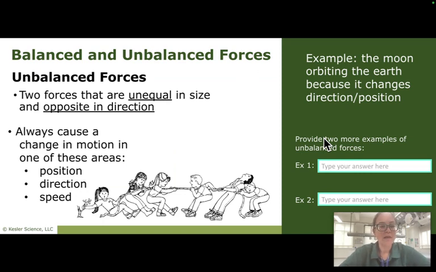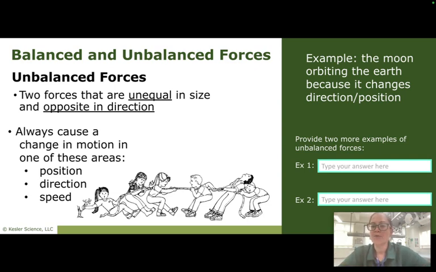So now we'll talk about unbalanced forces, and we did a little bit of this in class. So two forces that are unequal in size and opposite in direction. So this always causes a change in motion in one of these areas. So either the position, the direction, or the speed of the object will change. So it might move from here to here. It may be going right and it turns and starts going left. It may be going really slowly and then it speeds up. Something's going to change.